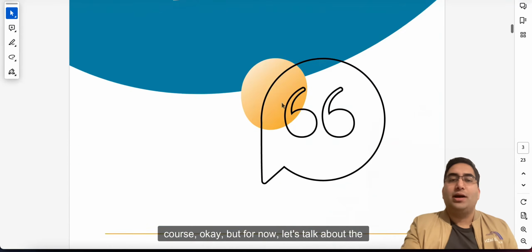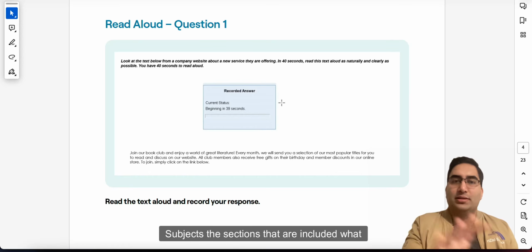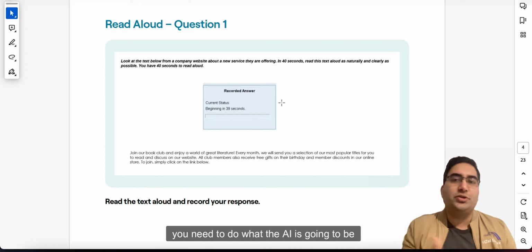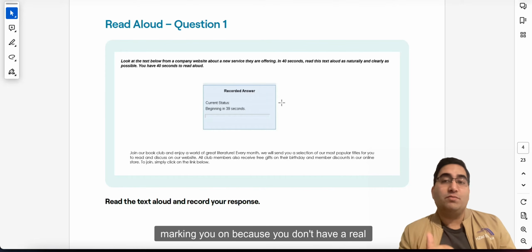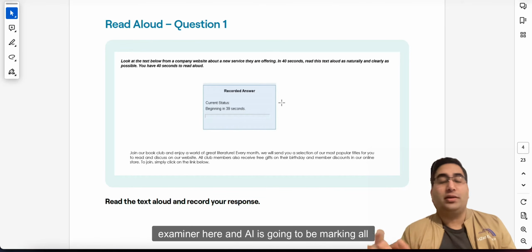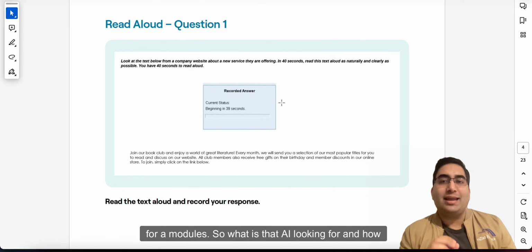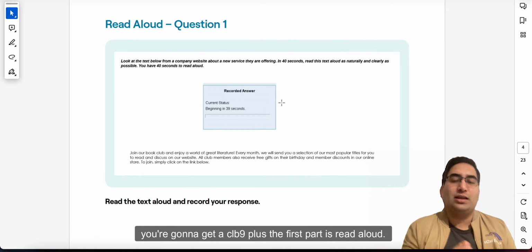But for now, let's talk about the subjects, the sections that are included, what you need to do, what the AI is going to be marking you on, because you don't have a real examiner here, and AI is going to be marking all 4 modules. So what is that AI looking for and how you're going to get a CLB 9+.